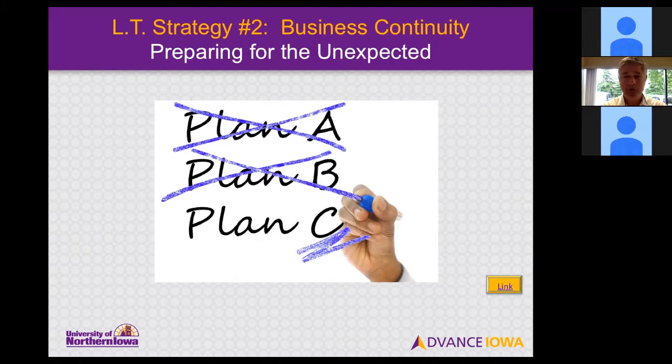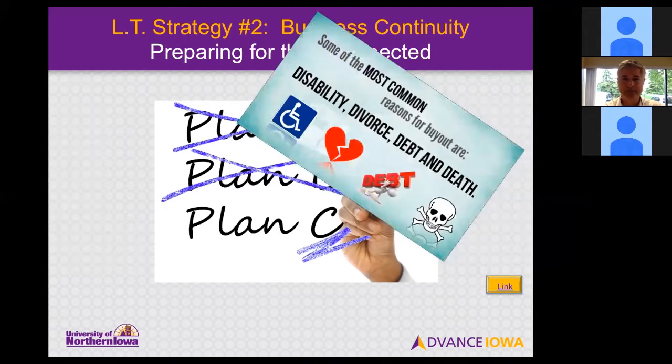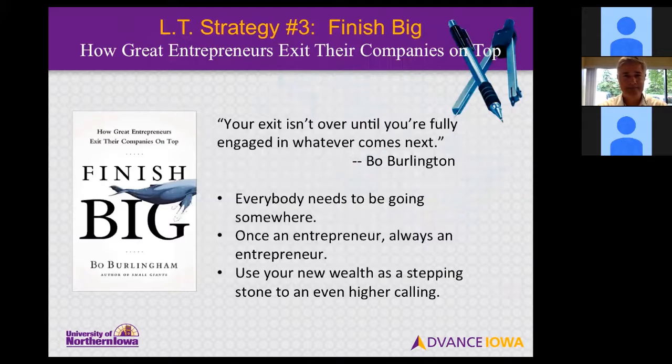Your plan A didn't work. Maybe even a plan B didn't work. So having some business continuity planning in advance matters. There are advisors trained in exit planning who can help you with this, including people at Advance Iowa. And certainly there are the 4 Ds that surprise and cause perhaps most ownership transitions: a disability, divorce, too much debt, and death.